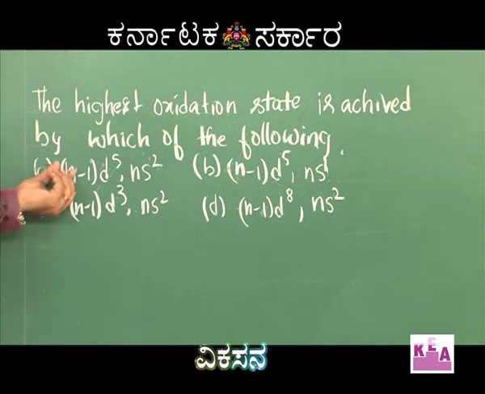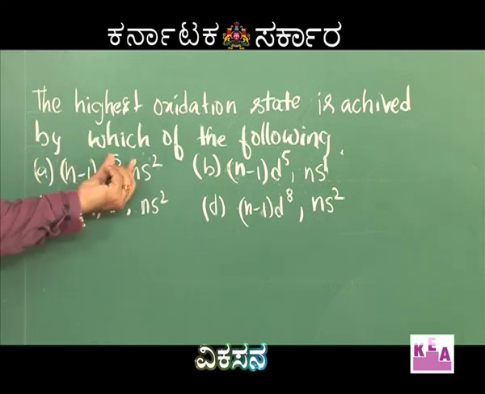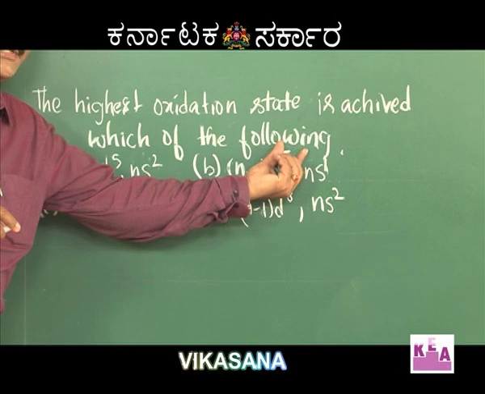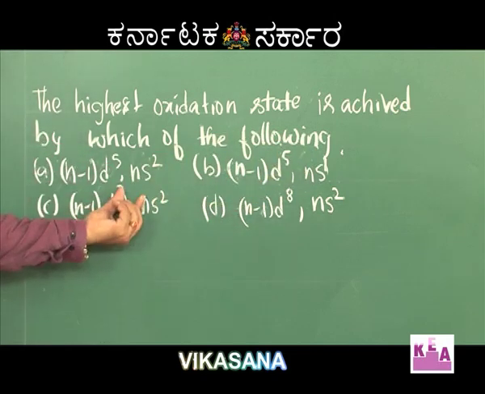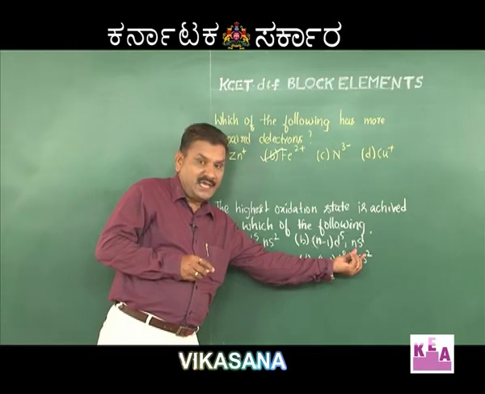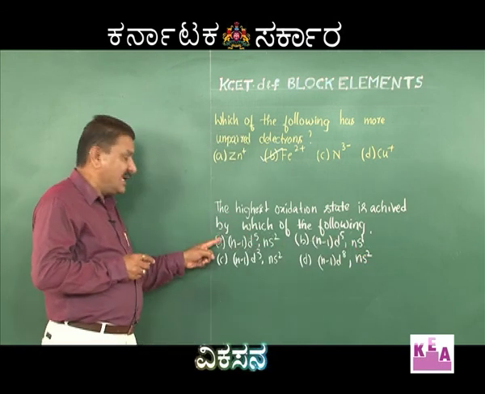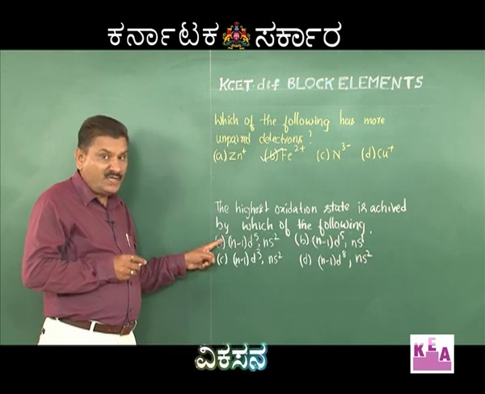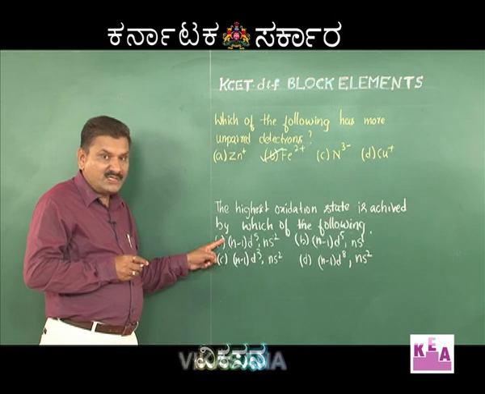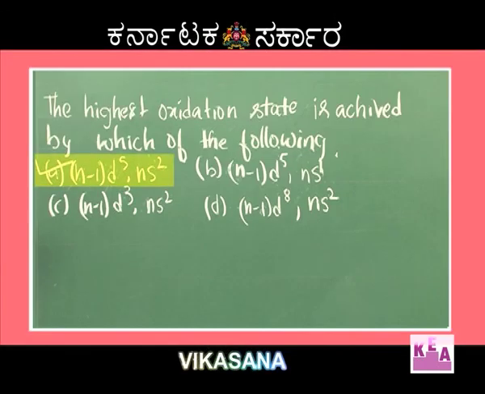So we have in the given options +7 here, +6 here, +5 here and +4 here. So the electronic configuration which has highest oxidation state is (n-1)d5 ns2. This can exhibit +7 oxidation state, the highest oxidation state amongst the given 4 options. Hence the correct option is option A.